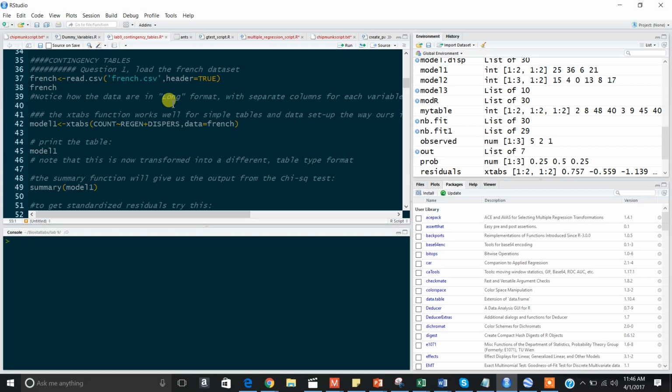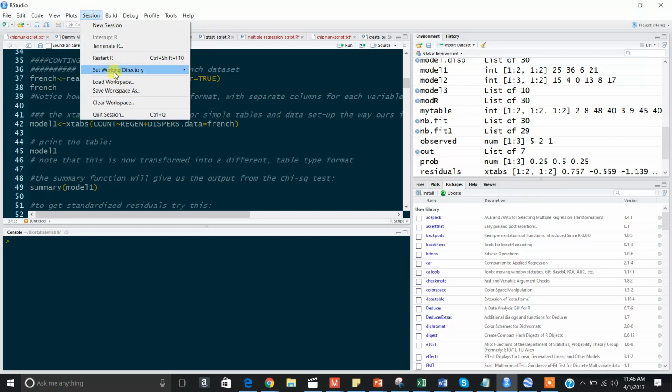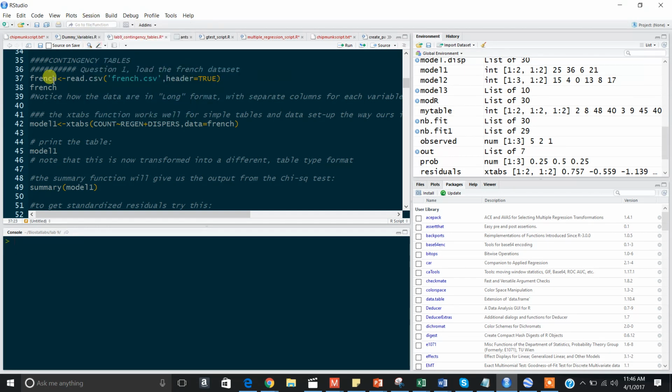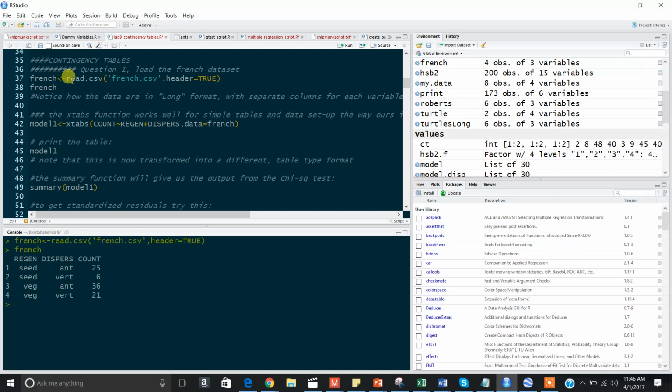Okay, so we're going to start off running this data set here. If you haven't already set your working directory, please do so. Again, you just go to the session tabs, set working directory, choose your directory, and navigate to the appropriate folder.